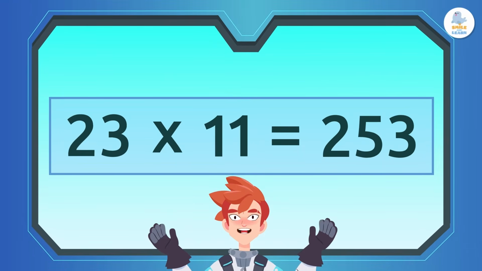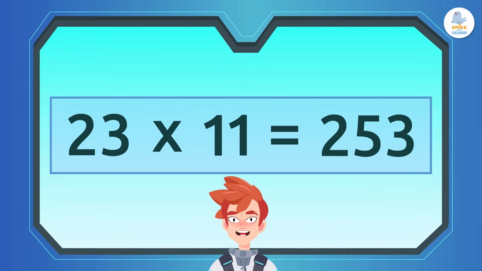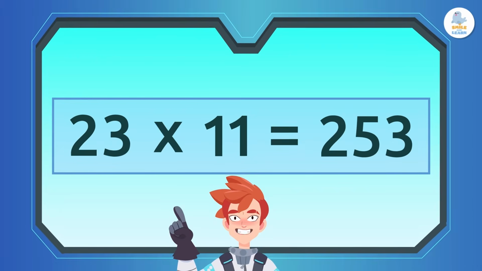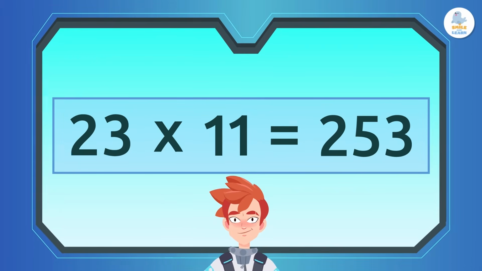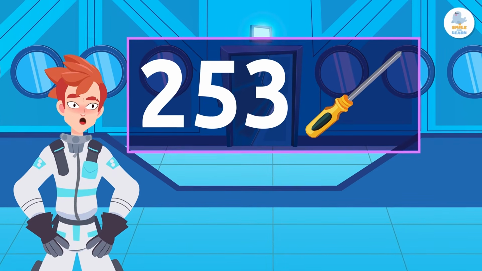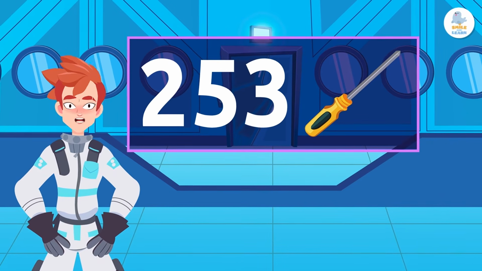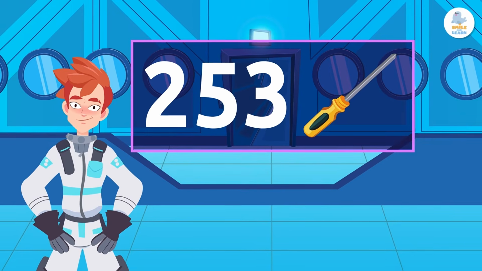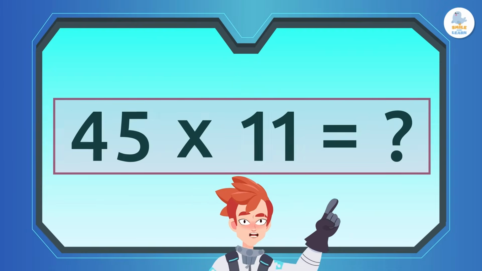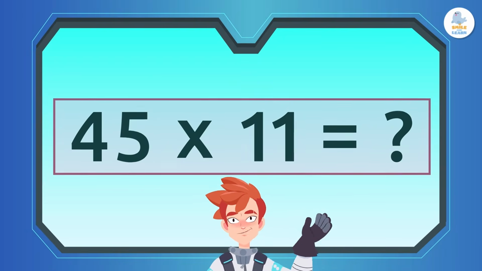Can you believe it? So 23 times 11 is 253. There are 253 screwdrivers on the space station. Easy, right? Now it's your turn. How would you quickly calculate 45 times 11?